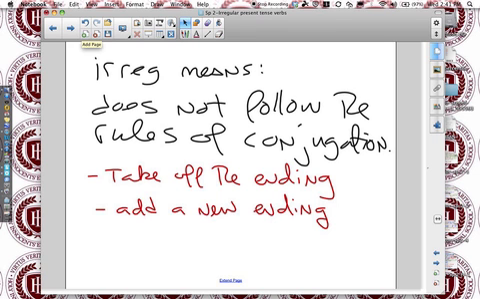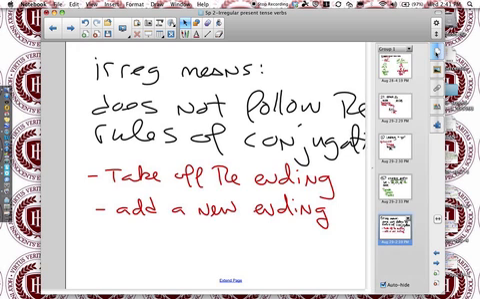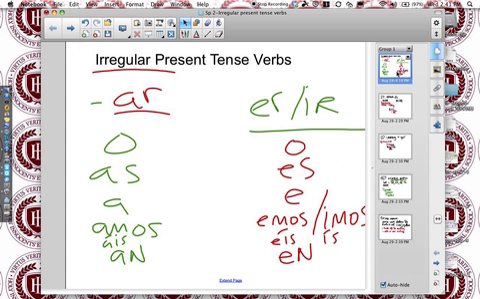The rules of conjugation are: take off the ending. The ending of what? The word. The infinitive. Take off the ending of the infinitive. How many kinds of infinitives are there? 3. What are they? AR, ER, IR. Take off the ending and add a new ending, which of course, in case you've forgotten, are these. Okay? That's it. That's how you conjugate a verb. If I do anything different than that, the verb is irregular.